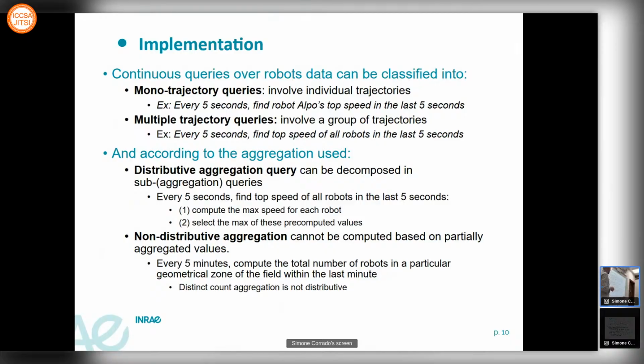Then another important point, which we take from database theory, is that you have two kinds of aggregation queries. Distributive aggregations are aggregations that can be computed using sub-aggregations. For example, the max of one half and the max of the other half, and then I put them together to get the max. Then you have non-distributive queries, which are the hardest because you cannot pre-compute. You have to take all the data, like a distinct count.